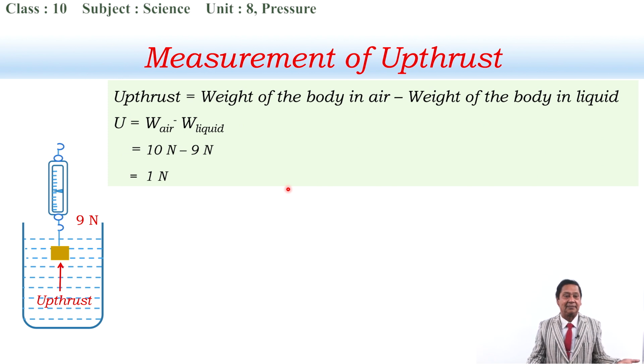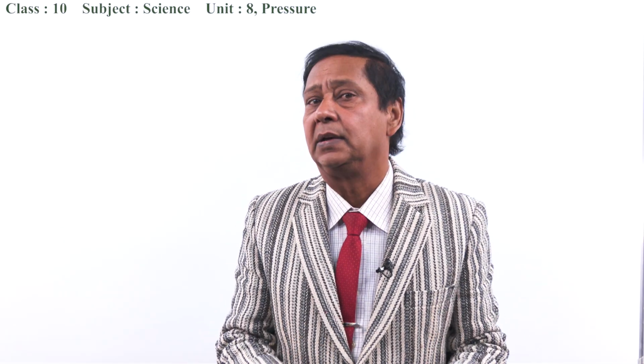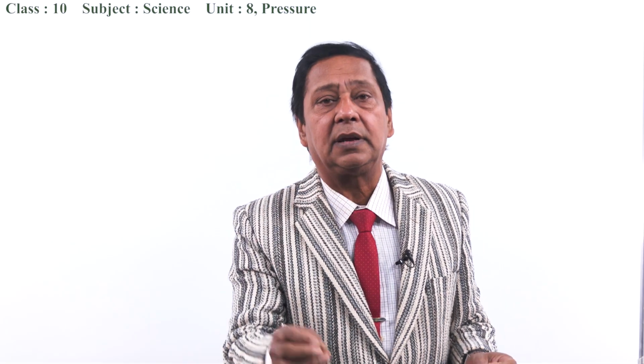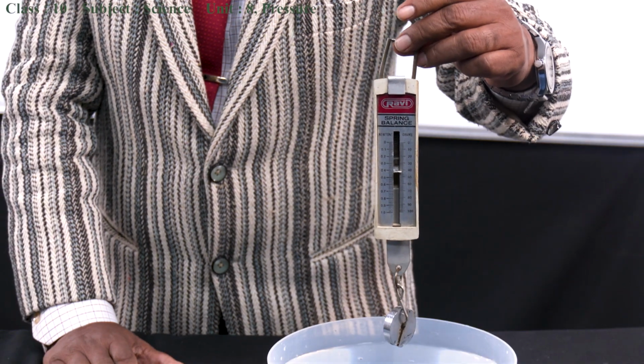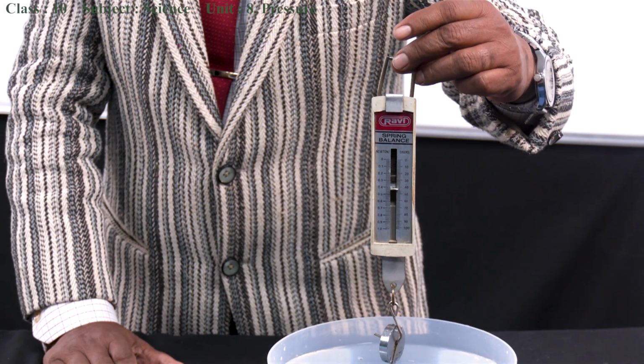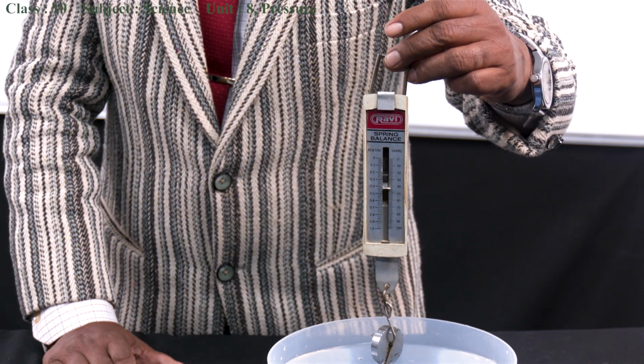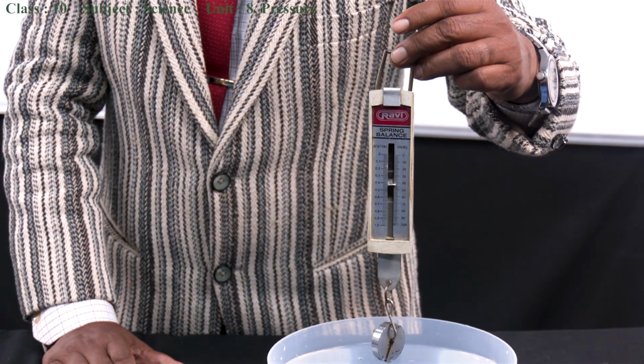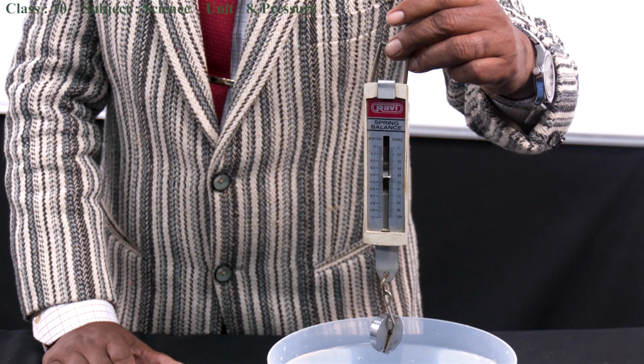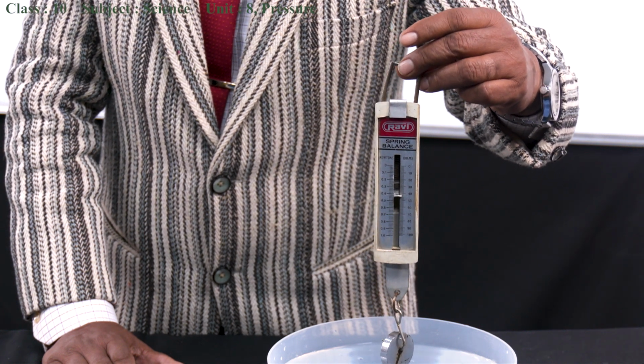It's very simple. Why don't we do this practically? I want to show with one activity that upthrust exerted by water reduces its weight. Okay, look at this. A standard mass is taken and its weight is being measured by the use of this spring balance. Weight of this body is shown in the spring balance. It is 0.4 Newton.